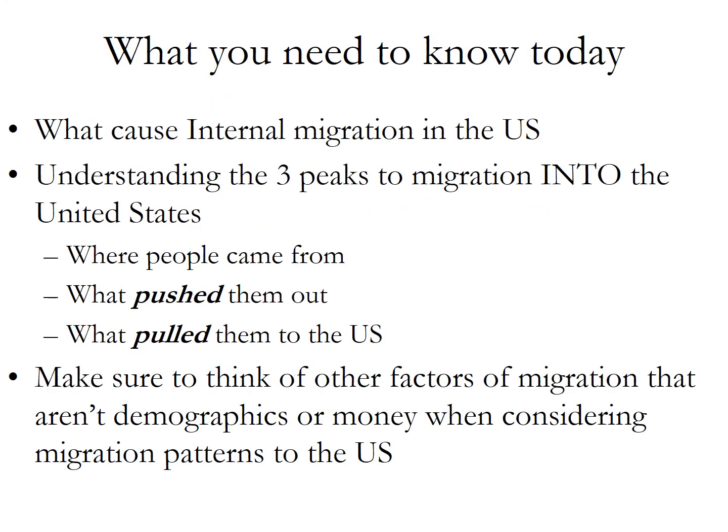So what do you need to know today? Already done. You got to know what causes internal migration in the United States, which is generally weather, preference, and economic reasons. But more importantly, it's really important to understand the 3 peaks of migration into the United States, where the people come from, what pushed them out, and what pulled them to the U.S. And then finally, make sure to think of other factors of migration that aren't demographics or money when considering migration into the U.S. Don't forget that people are trying to escape political persecution or that they're refugees, right? We can't forget that idea.